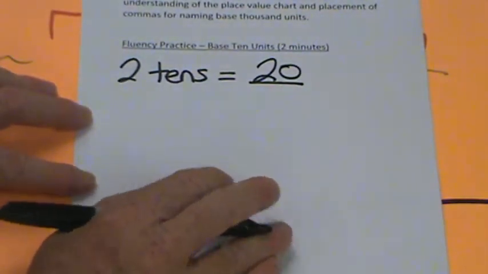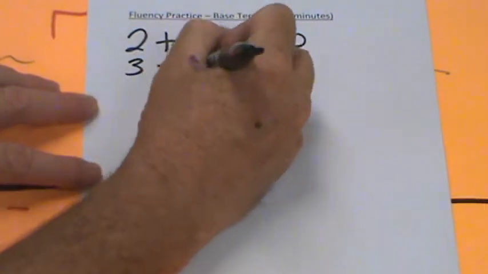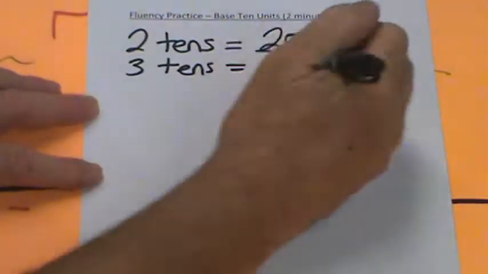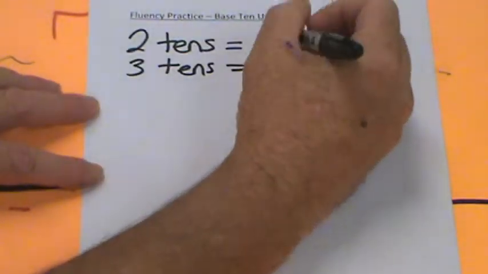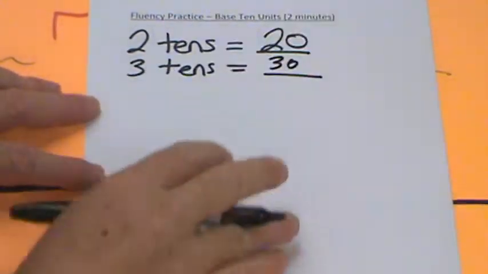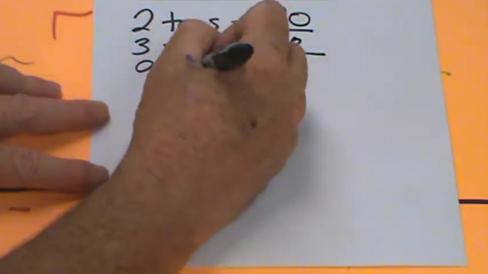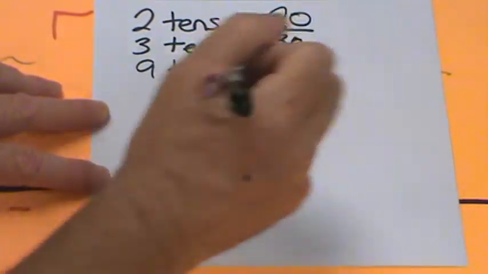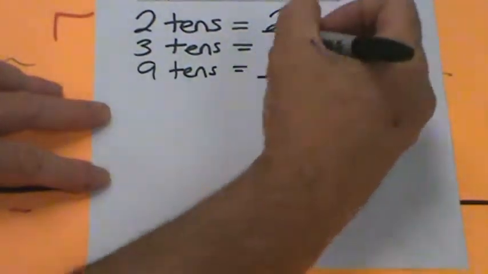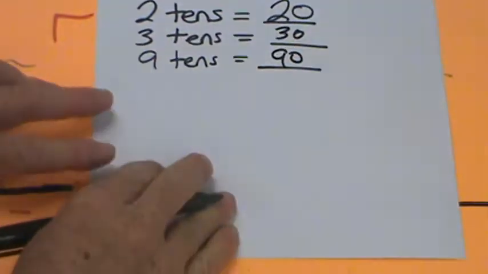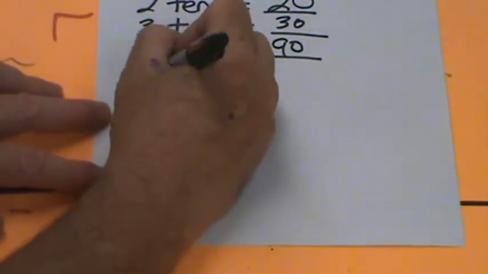Let's continue on with 3 tens. Unit form. What is 3 tens in standard form? 10, 20, 30. Let's go on to 9 tens. Well, we can see the pattern here. 2 tens, 20, 3 tens, 30, 9 tens, 90. Practically give the answer when you're saying it.